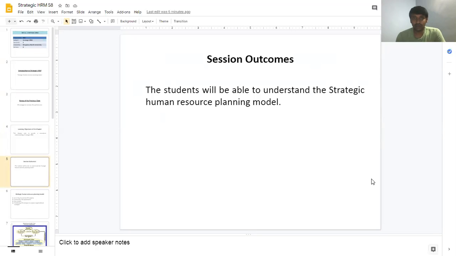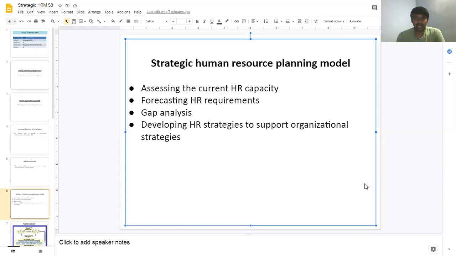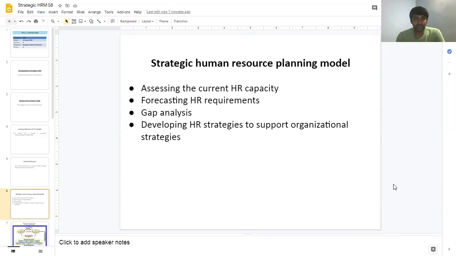The session outcome of this video is that you will be able to understand the model of strategic human resource planning, and how human resource managers plan their tasks for the accomplishment of the objectives. So let us start. As you can see in this slide, there are four important parameters by which every human resource manager plans.